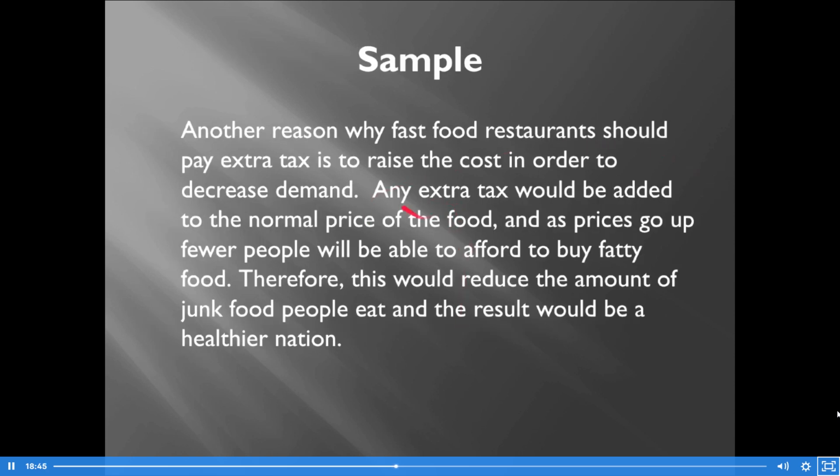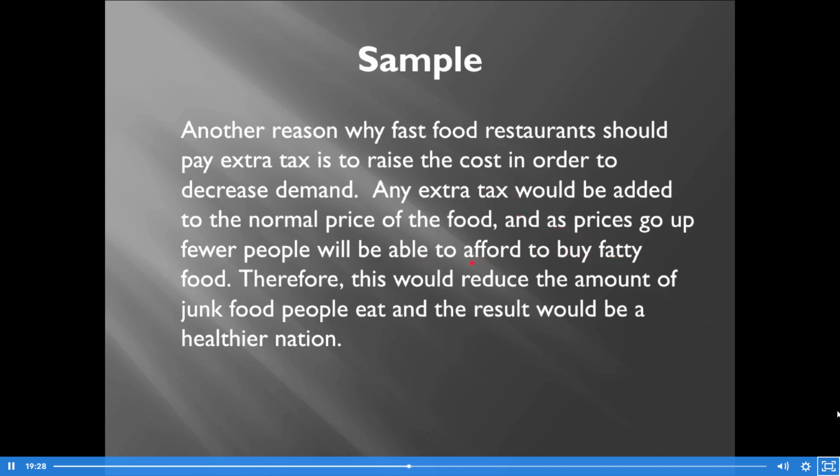So here's our explanation. This is our topic sentence. Another reason why fast food restaurants should pay extra tax to raise the cost in order to decrease demand. So I need to explain this. All right. So imagine somebody who knows nothing about fast food restaurants. They don't know anything about how tax would affect demand. They don't understand anything. I need to explain this to them. So any extra tax would be added to the normal price of food. So you have normal prices and you would increase the price. And therefore prices would go up. And therefore fewer people will be able to afford to buy fatty food.